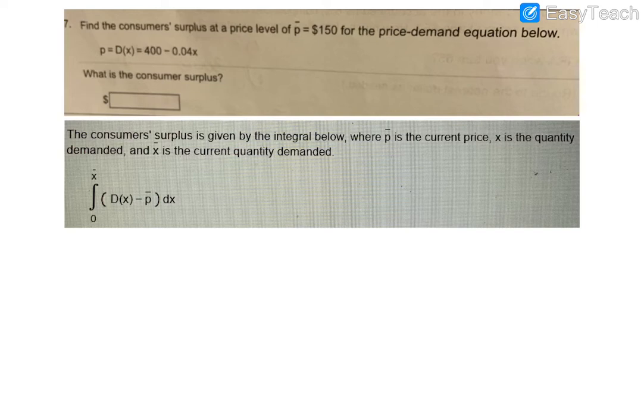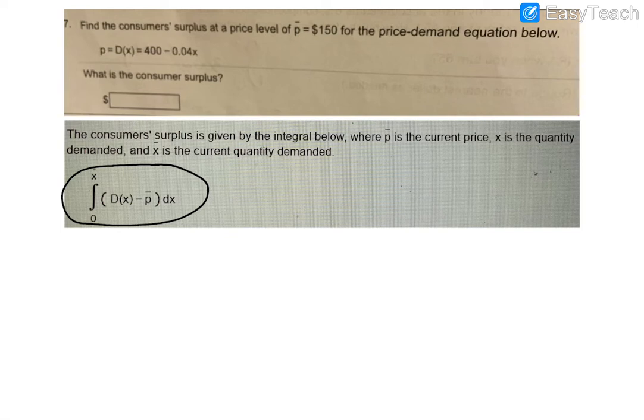In this video, we are looking at consumers and producers surplus. So on this first problem, we're going to look at consumers surplus. They give us the price level of P bar equals 150 and then the price demand equation. So we do have to have a formula for consumer surplus, and this gives us the formula that we're going to look at. So notice that we're going to need to know what our X bar is.